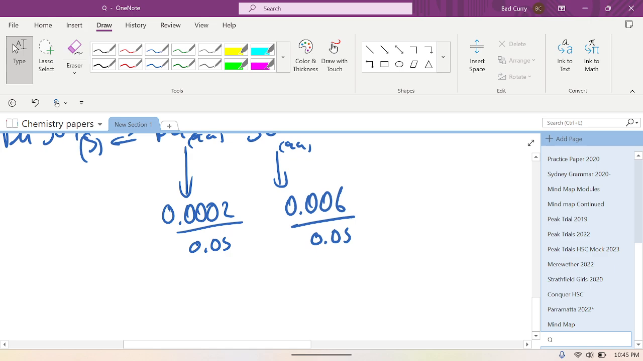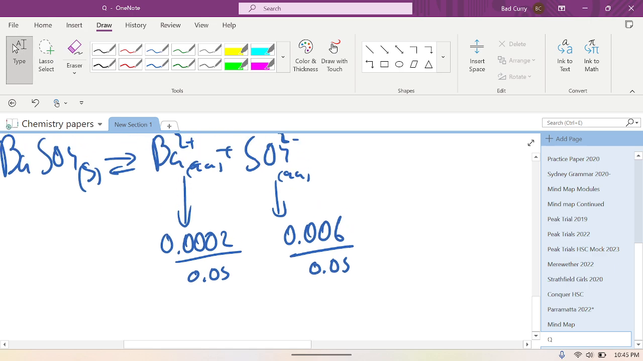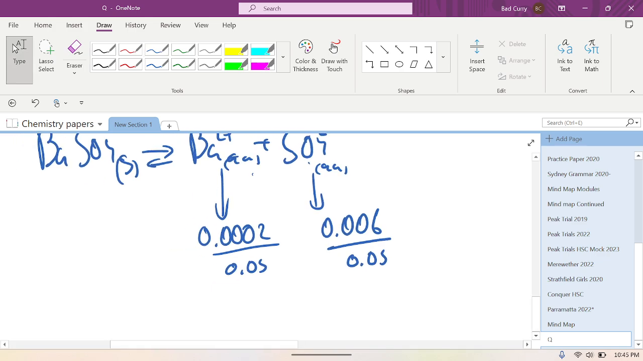Respective concentrations of your ions. Sorry, not your anions. Your ions. This is the anion. This is the cation. Sorry. Yep. So that's going to be your respective concentrations of your ions.